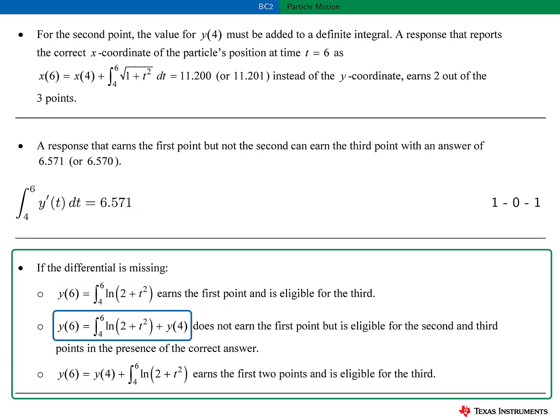In case 2, the integrand is ambiguous because of the missing dt. So the first point is not earned. But if the response presents the correct answer, then we would award the second and third points. And in case 3, this expression earns the first 2 points. It is eligible for the third and would earn it with a correct answer.